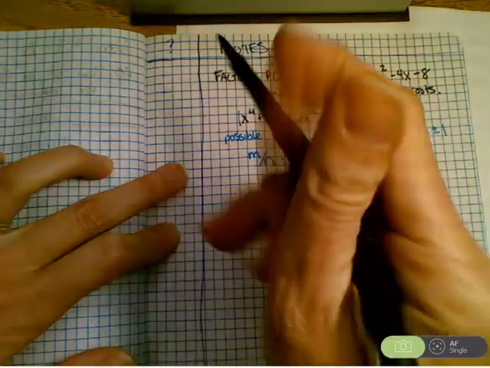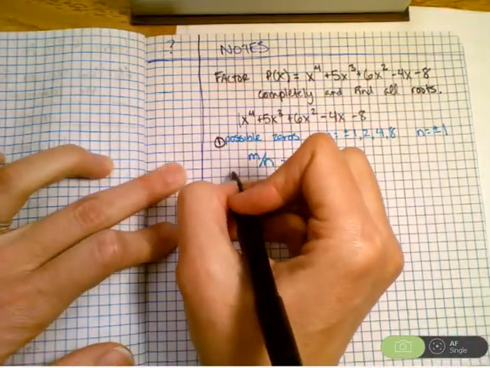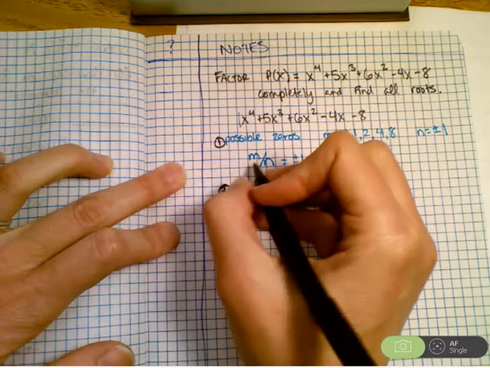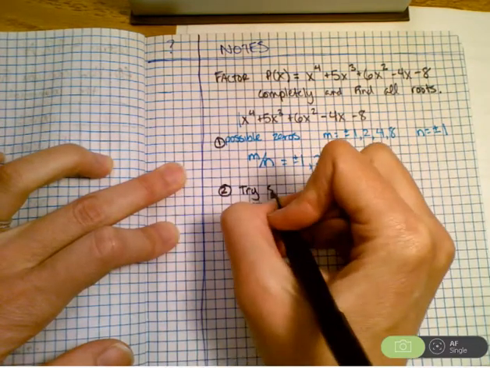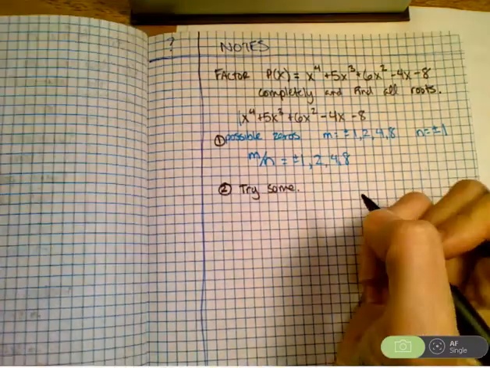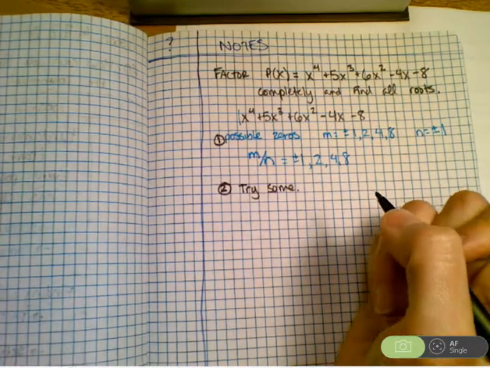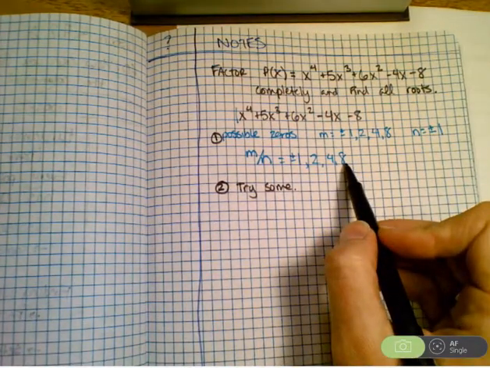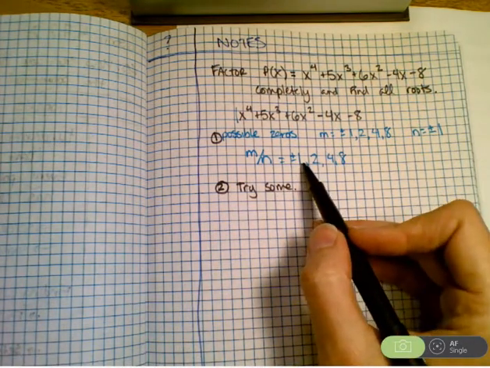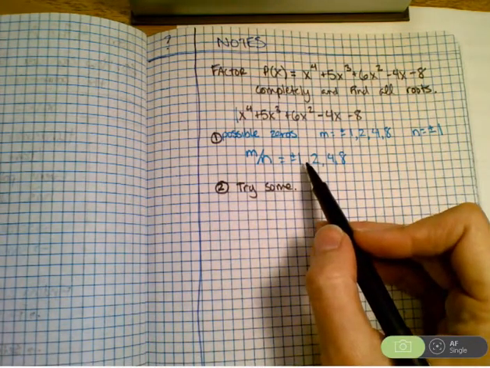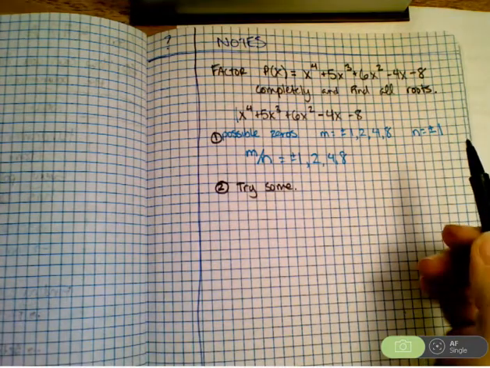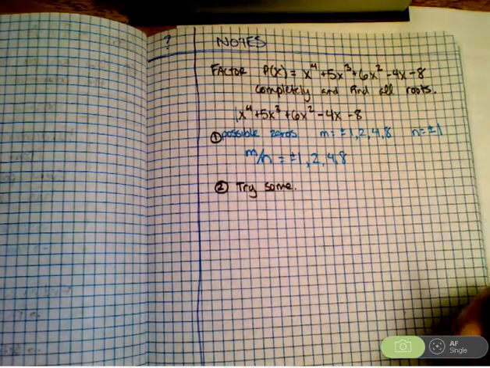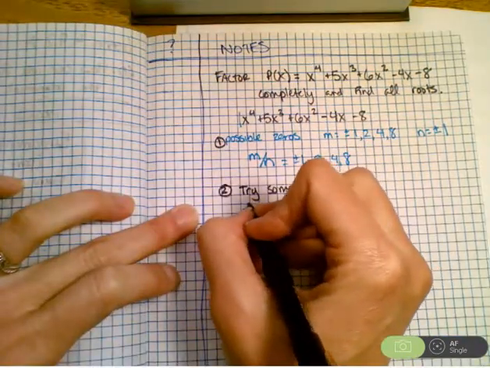Once I've found the possible zeros, then I'm going to try some. Okay, so this is where we go through and we try the different ones to see which ones work. Now you can start with hard ones if you want, like 8 and negative 8, or you can start with easy ones like 1 and negative 1. I like to start with the easy ones, but really it's up to you. I'm going to start with negative 1 first, just for fun.